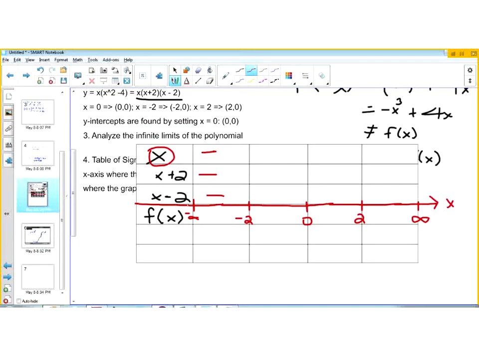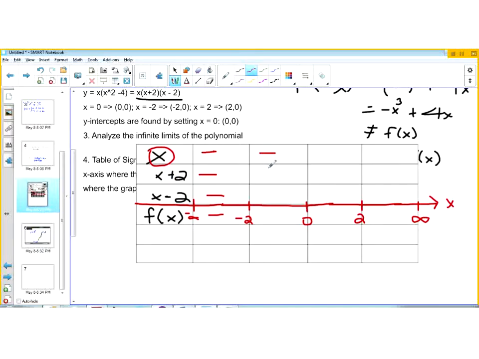So what this information tells us is that f of x, if you choose a number between -infinity and -2, f of x would be the product of 3 negative numbers. And we all know that the product of 3 negative numbers will be negative. Okay? We do the same thing for the third column. Choose a number between -2 and 0 this time. Plug it in for x, and the sign of that factor will be negative.